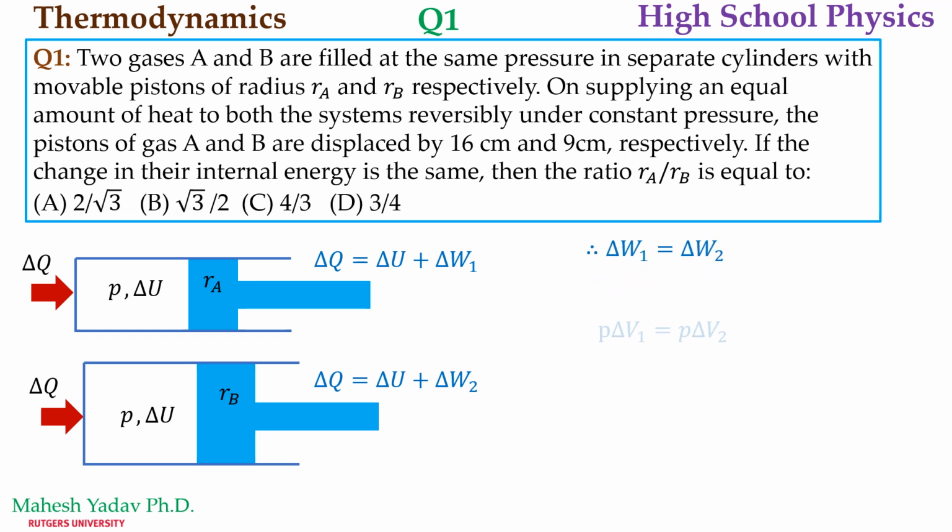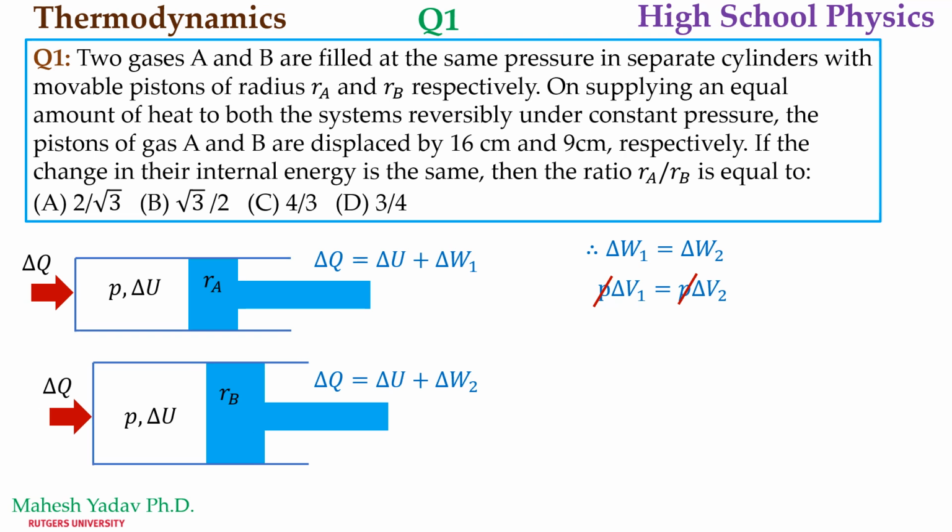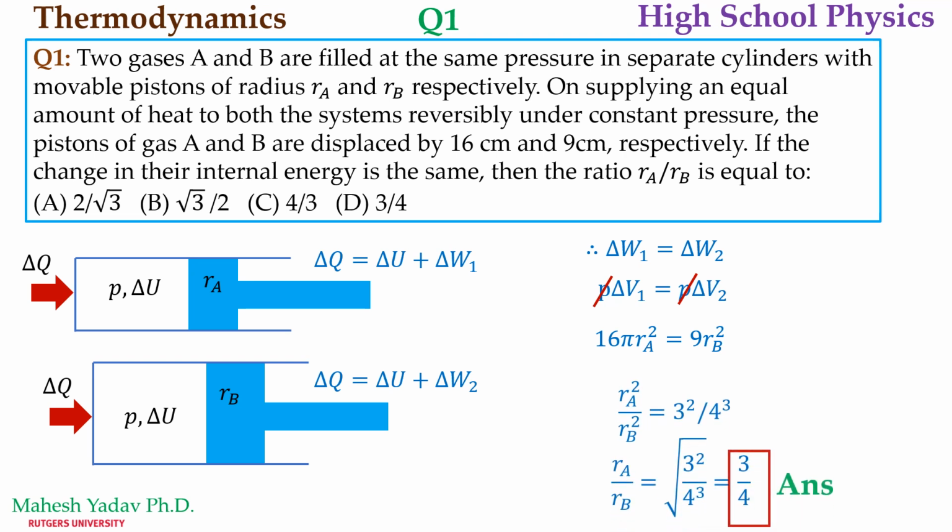For reversible process, work is pressure times change of volume. Pressure is same, so it cancels. In the question it is given that piston A moves 16 centimeters and piston B moves 9 centimeters. And area of the piston is pi times the radius square. It gives the following equation. We do some algebra to get the ratio of radius to be 3/4. So the answer is D.